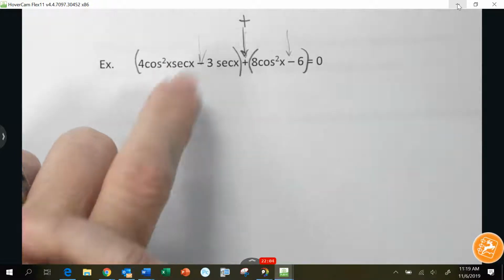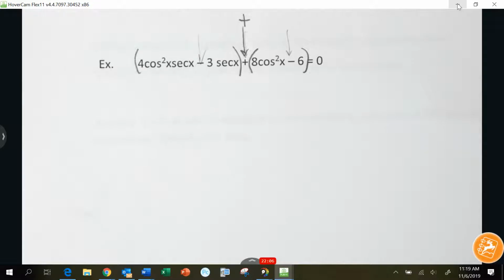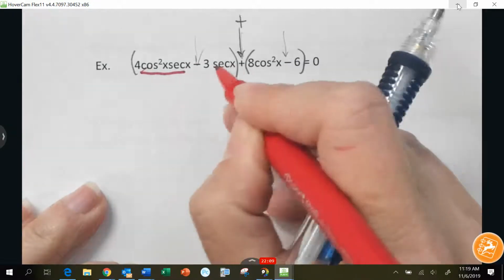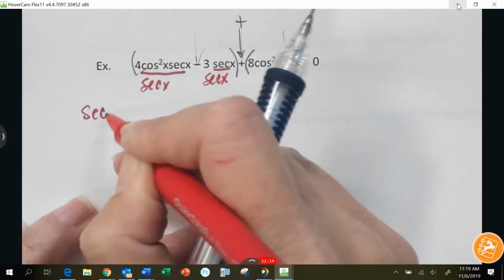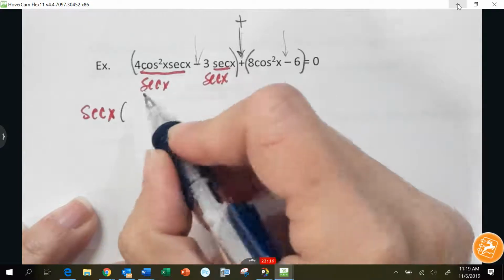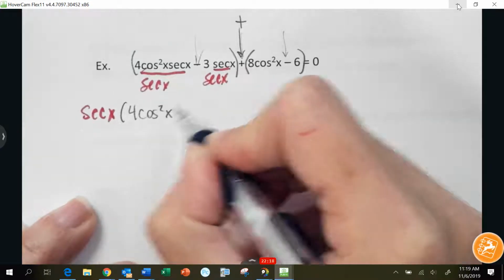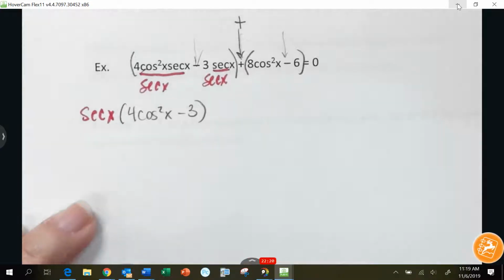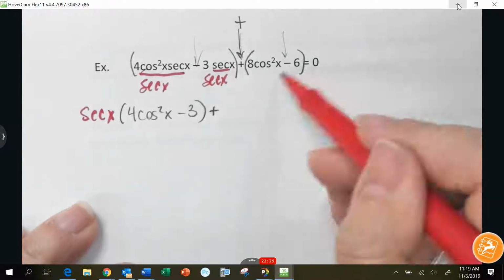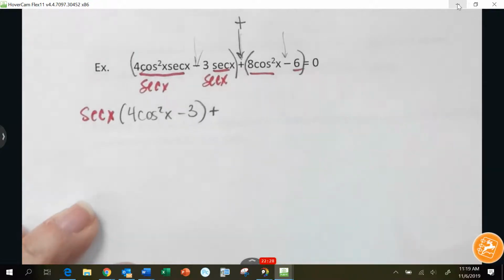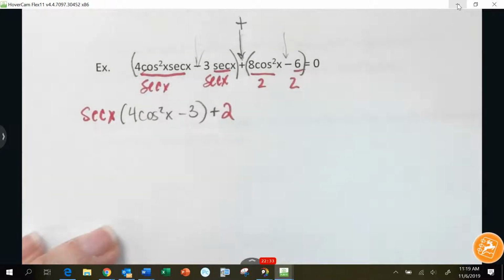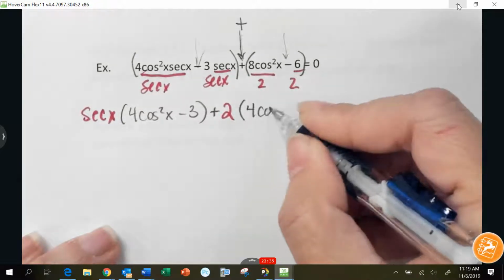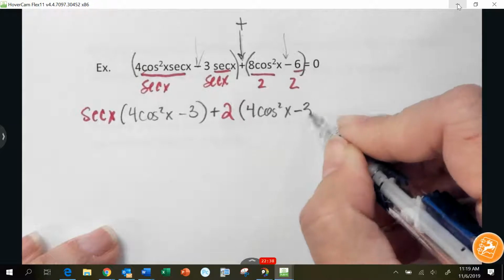So is there a GCF of the first group? Secant x. So that's going to come out front, secant x, and I'm going to have left over 4 cosine squared x minus 3. Plus, what comes out of the next? The number 2. Okay, so I'll pull that 2 out, and I'll have left over 4 cosine squared x minus 3.